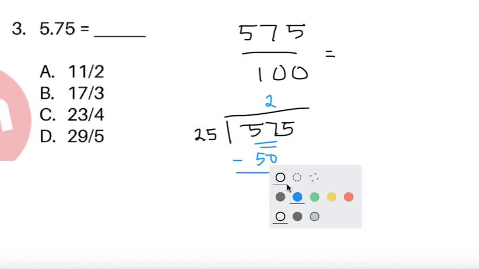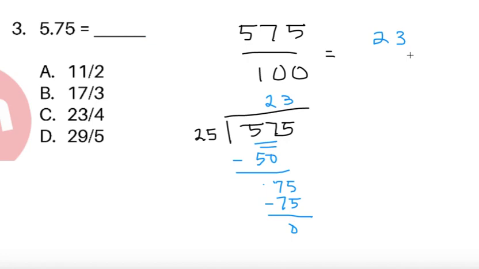57 minus 50, that's 7. So 75. How many times does 25 go into 75? 3 times, so 3. And then we reach the difference of 0. So 575 can be simplified into 23. And for the 100, we know that there are 4 25s in a 100. So the denominator here should be 4. So just from this, we can already see that the answer is answer C.